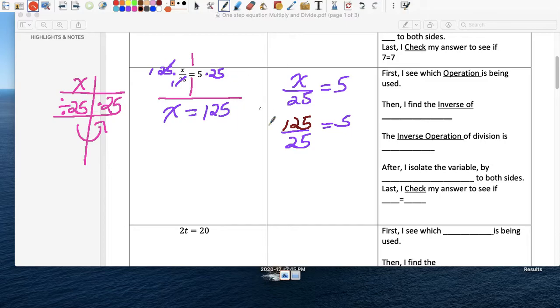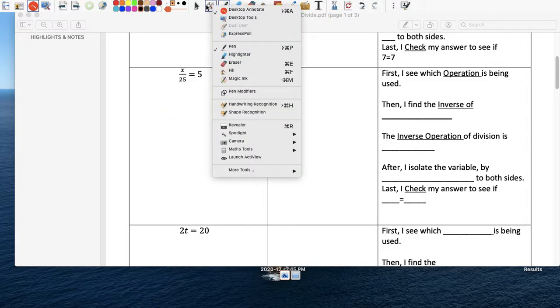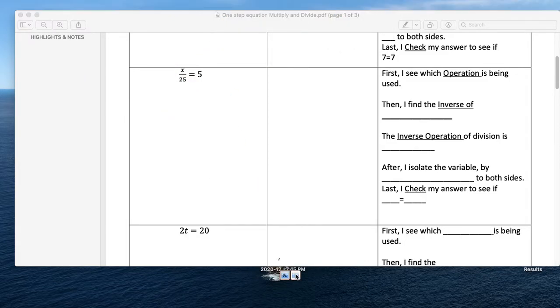Now let's just simplify this a little bit more. Is 125 over 25 5? Yes. And you'll notice that this 5 equals the 5 on the other side. That's pretty much it. And again, I'm hoping this makes you remember what you did in the 6th grade, right?